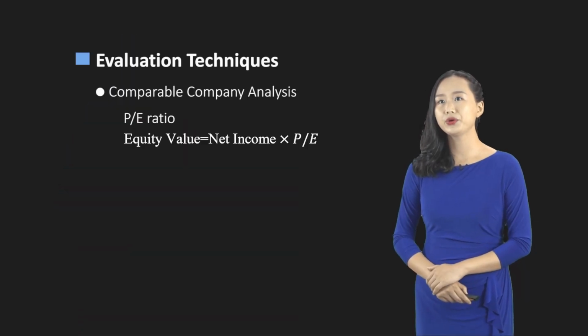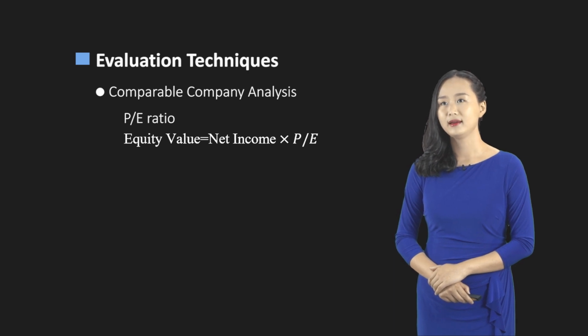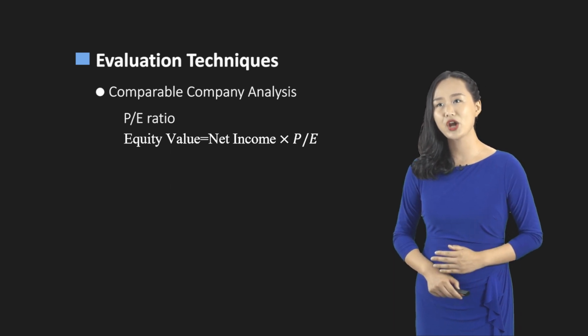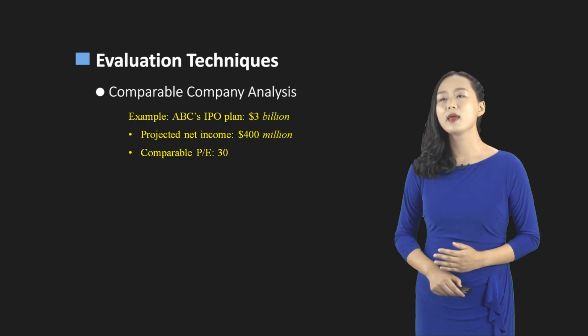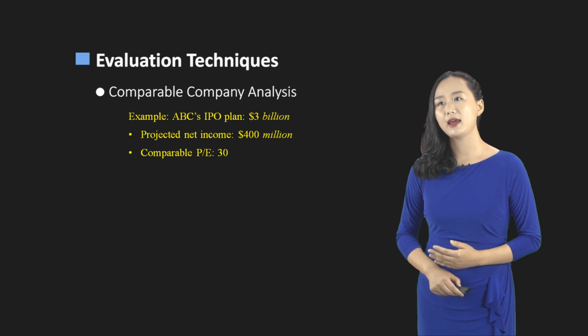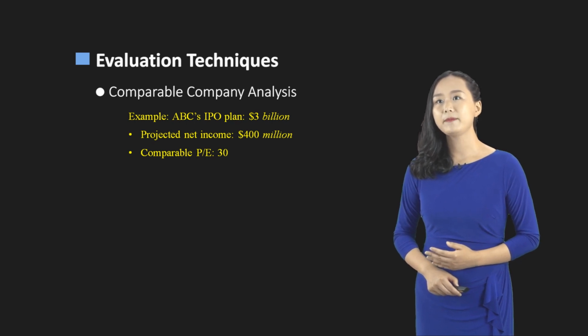Using the P/E ratio of comparable companies, the equity value of an issuer can be estimated by multiplying its projected net income after IPO with comparable P/E ratios. For example, let's say we have a hypothetical company, ABC. ABC plans to raise $3 billion from its IPO.